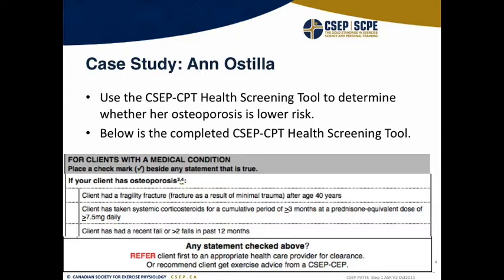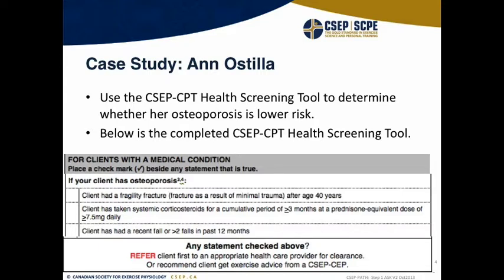If you're a CSEP CEP who works with osteoporotic clients, you should be very comfortable proceeding without necessarily using this form. Of course, you would still chart all relevant medical history information on your SOAP notes so you have the appropriate documentation. However, we do recommend that CSEP CPTs use the health screening form to ensure their clients with osteoporosis or one of the other medical conditions are considered to be at lower risk.